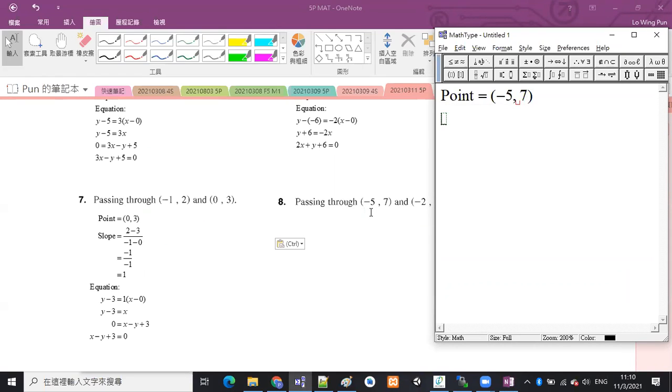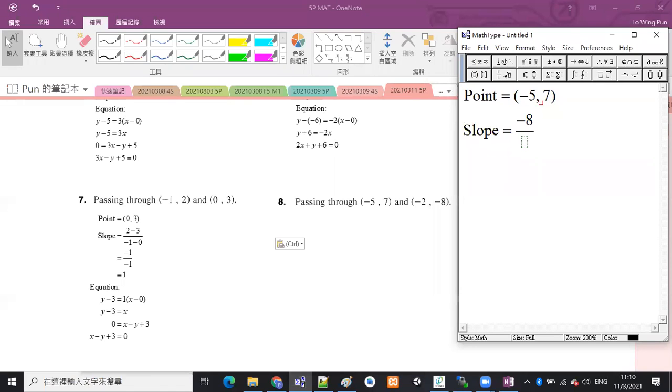Okay, and then the slope is calculated by y2 minus y1 over x2 minus x1. It will be -8 minus 7 over -2 minus -5. Okay, it becomes -15 on the top and 3 on the bottom, which will be -5. So that is our slope. And now we have point, we have slope, so we are ready to find the equation.